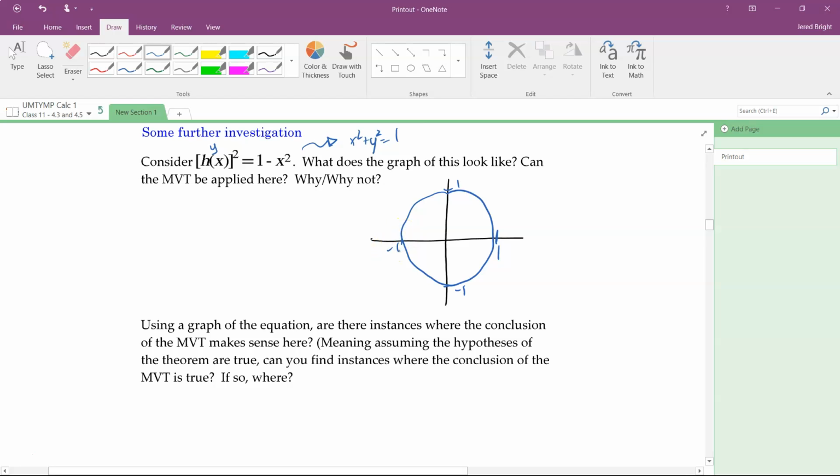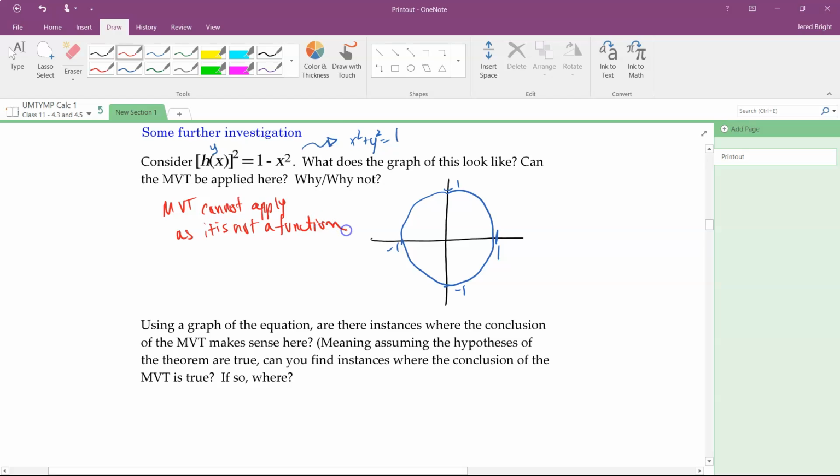The question is, can we use the MVT, the mean value theorem, here? Is this a differentiable function? Well, the thing is that it's not a function. It's differentiable, like we can do implicit differentiation, but it's not a function. So the MVT cannot apply as it is, not a function.